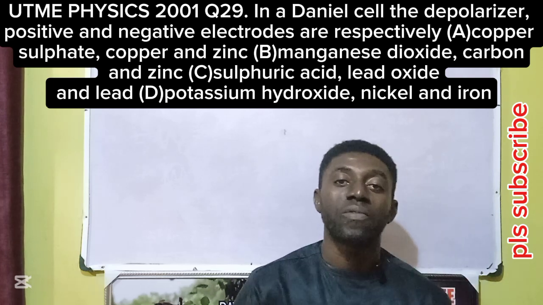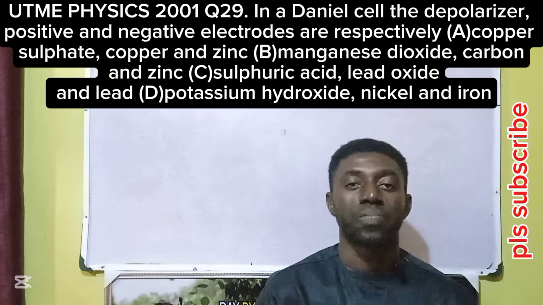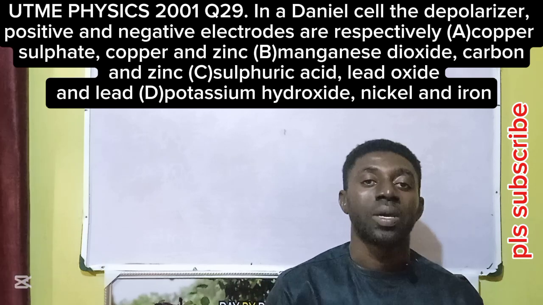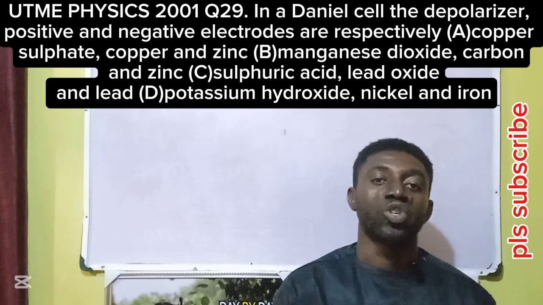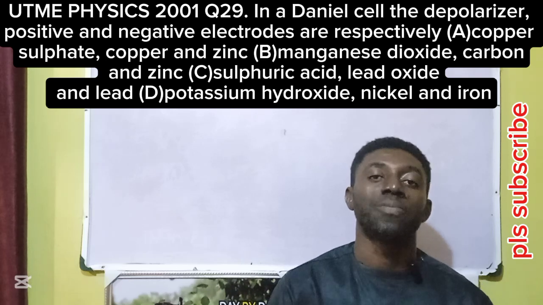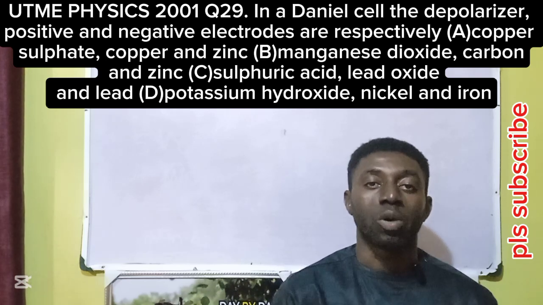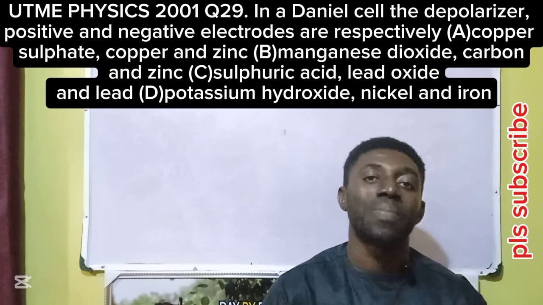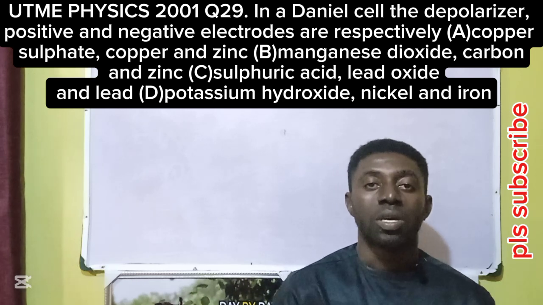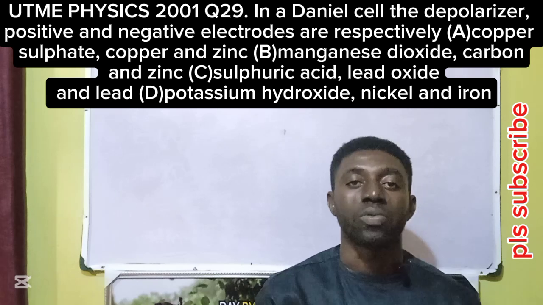Let's start with this: we have two kinds of cell, primary cell and secondary cell. Primary cells are those that are exhaustible. When fully consumed, you cannot restore them back to working condition, while a secondary cell is one that you can restore back to working condition. In other words, it's rechargeable.